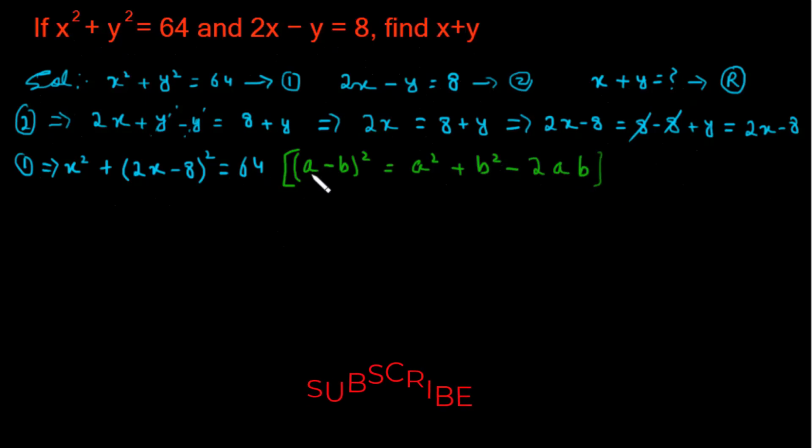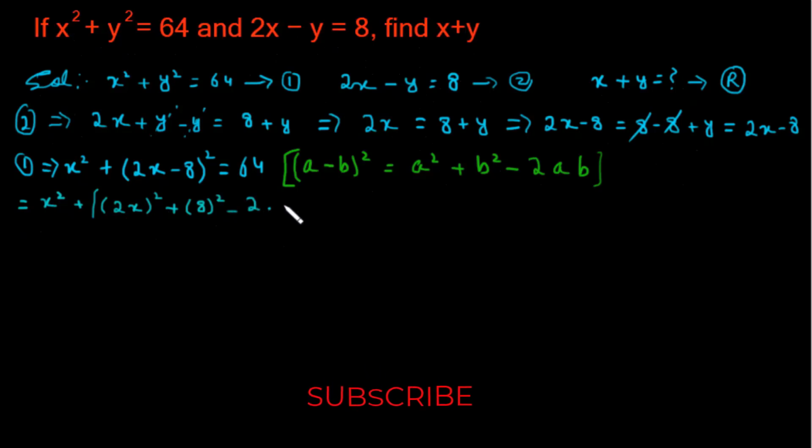Now this is the first term and this is the second term. Here 2x will be treated as a, and 8 will be treated as the second term, b. So I will come up with x squared plus 2x whole squared plus 8 squared minus 2 times 2x times 8, is equal to 64. This will be x squared, then 4x squared plus 64, since 8 eights are 64, and minus 2 times 2 is 4, and 4 times 8 is 32x, is equal to 64.